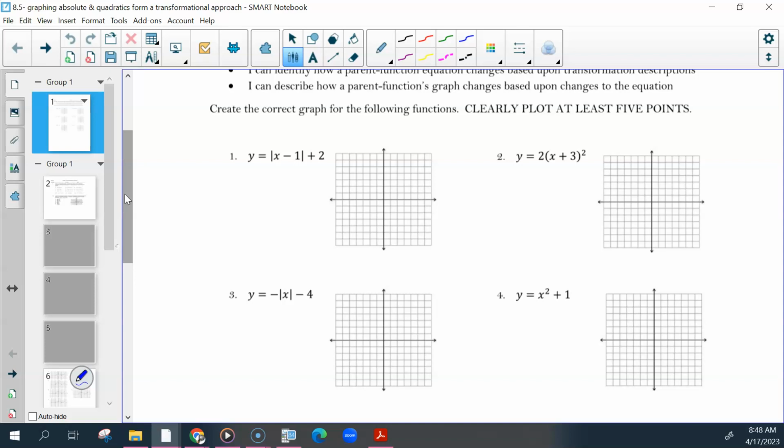Both of these types of examples, you're going to start at your vertex. Your vertex can be found using the inside number and the outside number. But remember, the inside is opposite when you put it in the vertex. So this would be a positive 1 and 2, because really that's a horizontal shift right 1 and up 2. So we're going to plot that point at 1, 2.